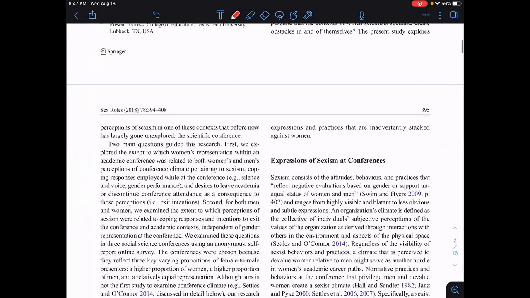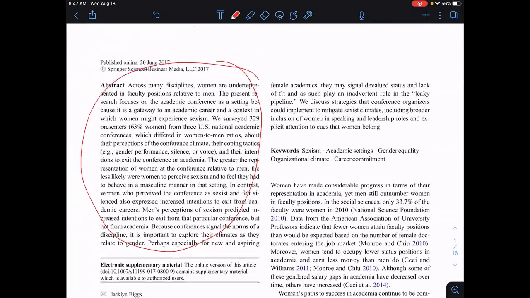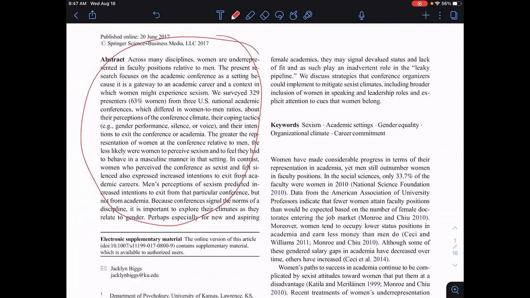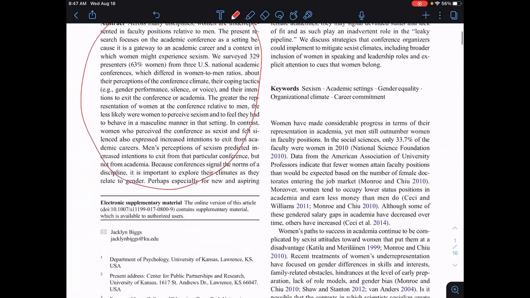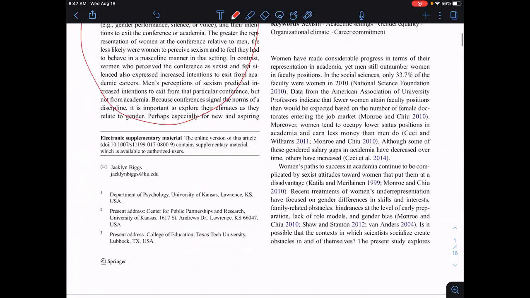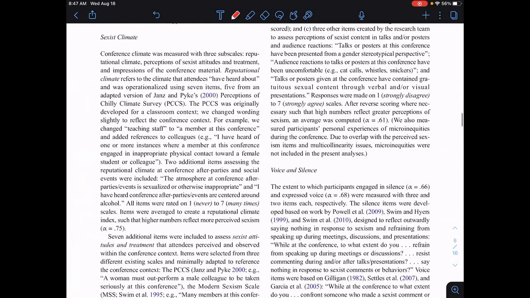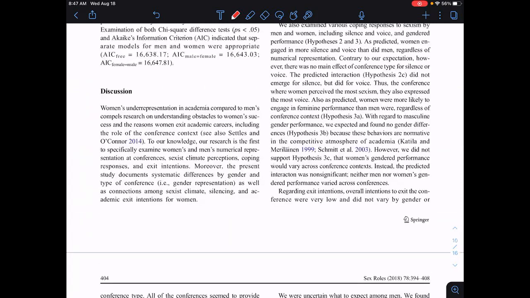I don't do that. When I'm reading an article and I really want to digest it, I really want to make sense of it, the first thing I do is go to the discussion. I skip all this. You see, I'm whipping through all this. And I go right to the discussion. And I start to read at the beginning of the discussion because it summarizes the results.